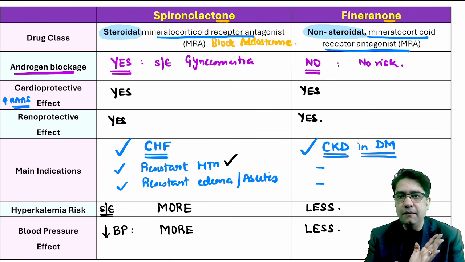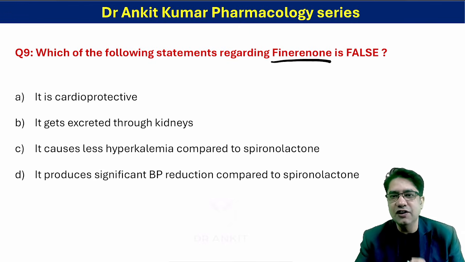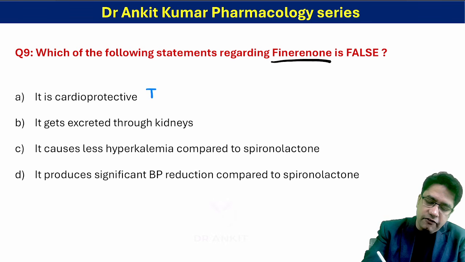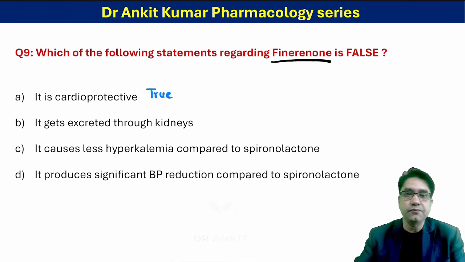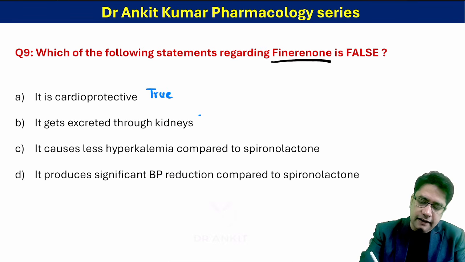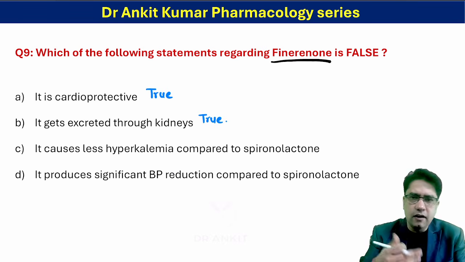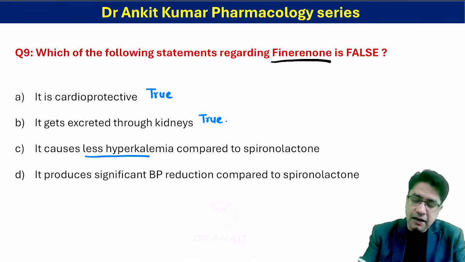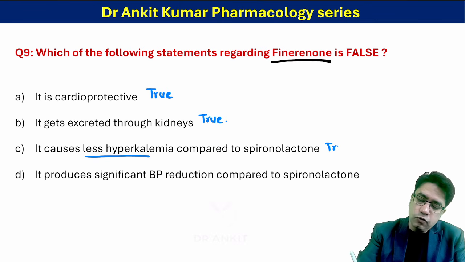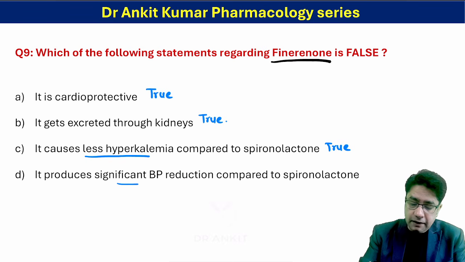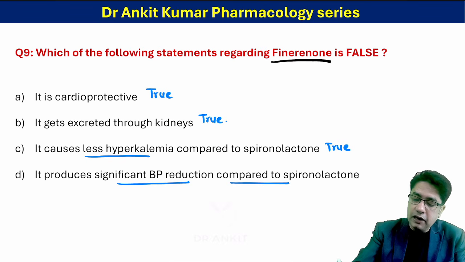Keeping this in mind, let's see the answer of this question now. Does finerenone have a cardioprotective effect? The answer is true. It gets excreted through kidney. Yes, it acts on kidney. True. All drugs almost are excreted through kidney. It causes less hyperkalemia as compared to spironolactone. It is true.